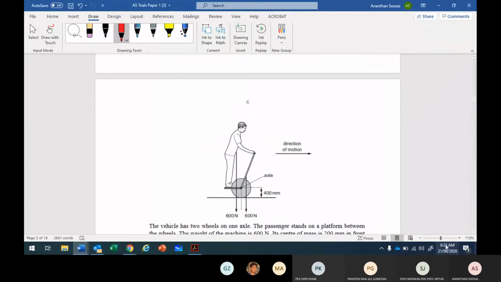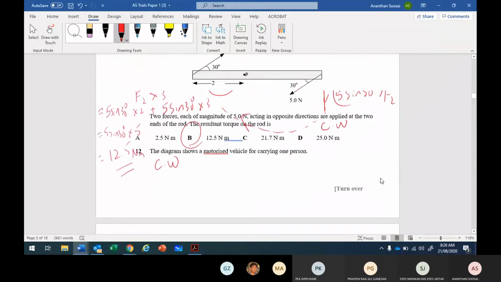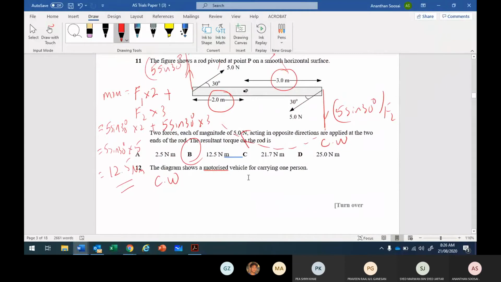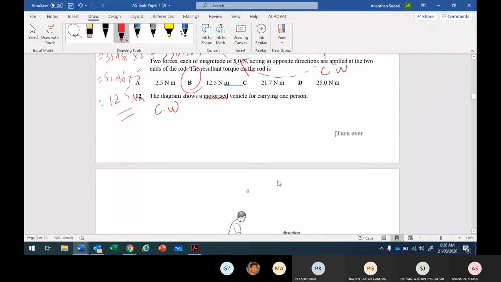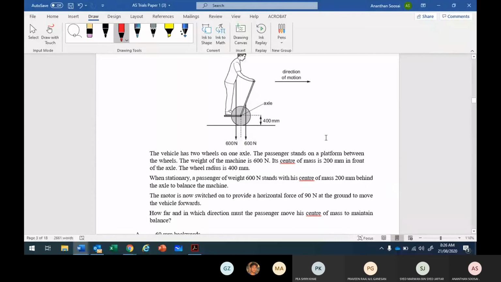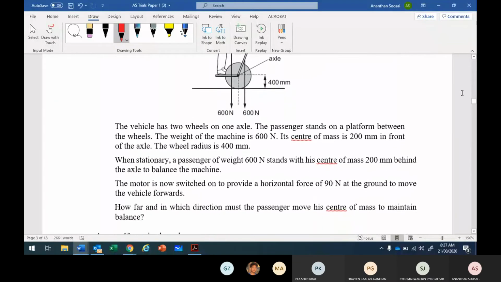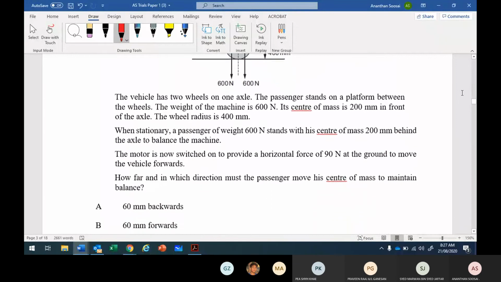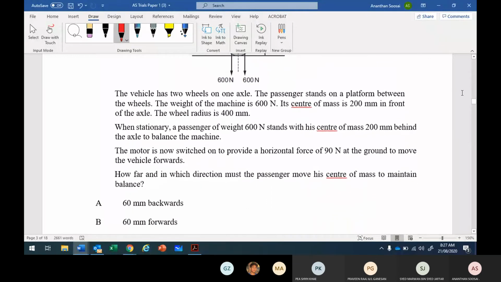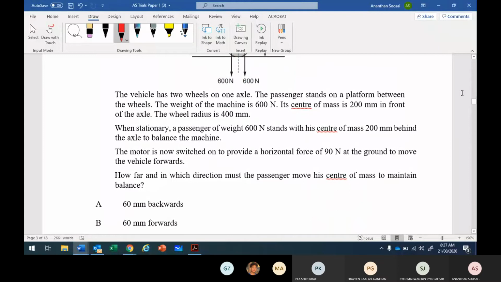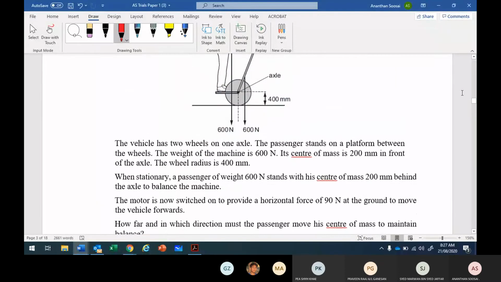This is the 12, right? A diagram shows a motorized vehicle for carrying one person. The direction of motion is to the right. The vehicle has two wheels on one axle. The passenger stands on a platform between the wheels. The weight is 600 Newton. The center of mass is 200 millimeter in front of the axle.